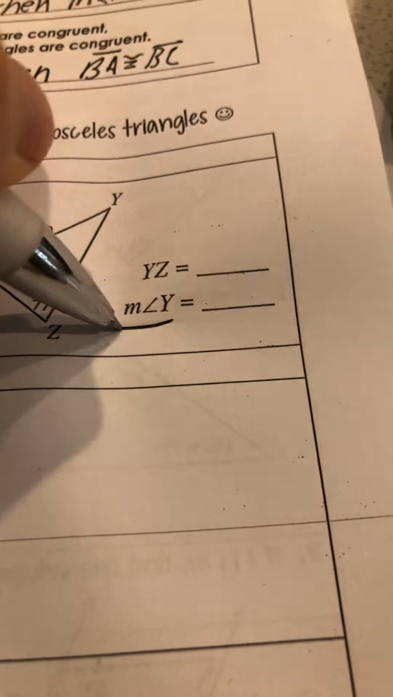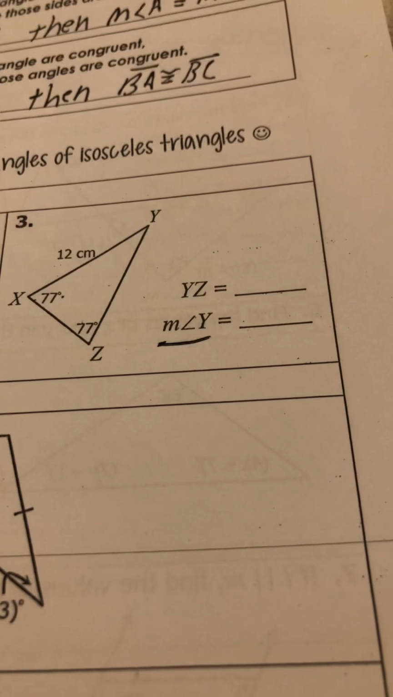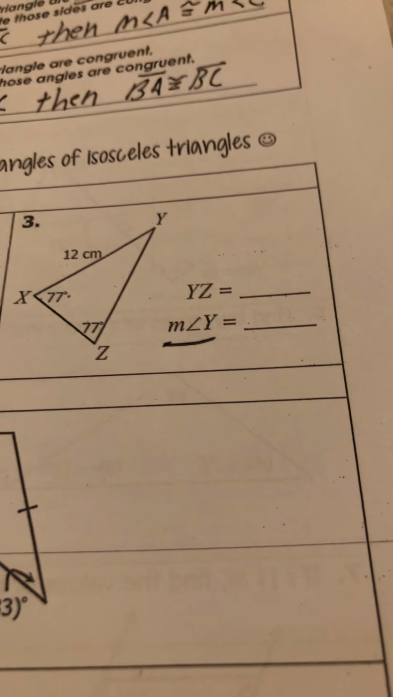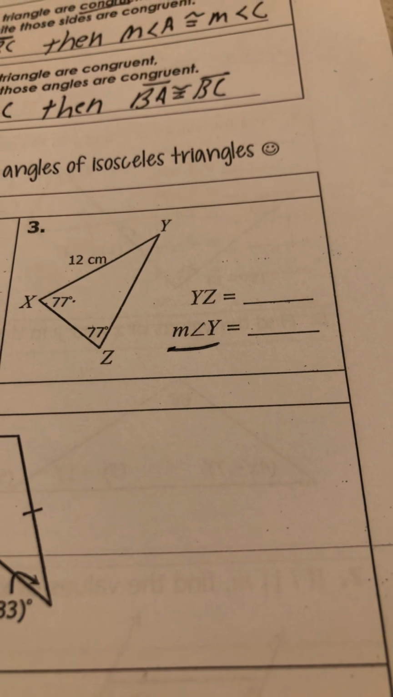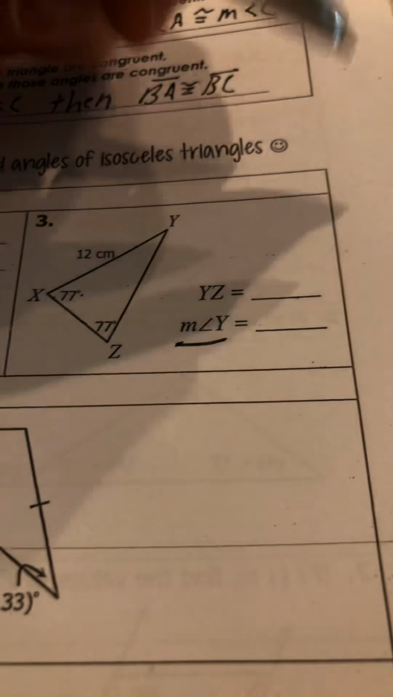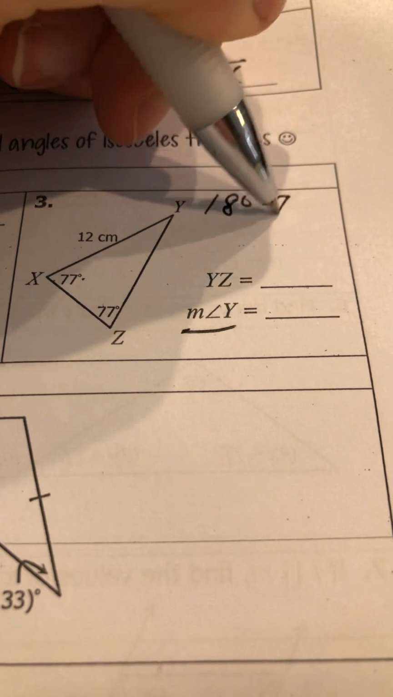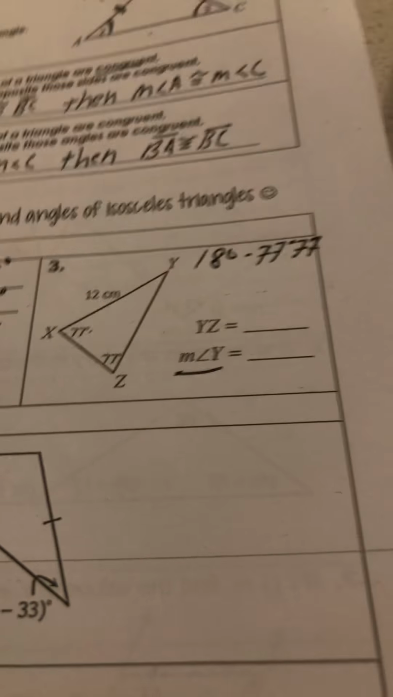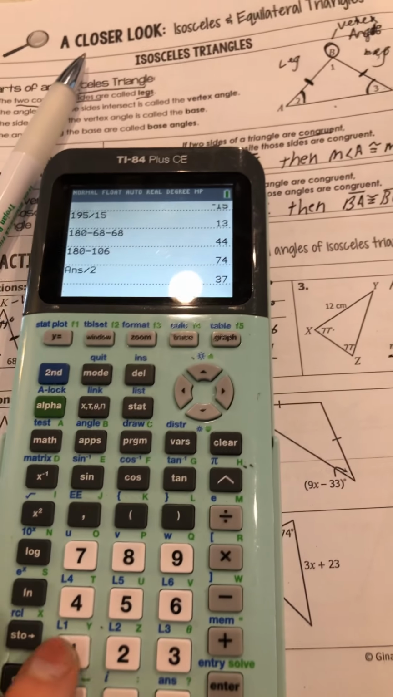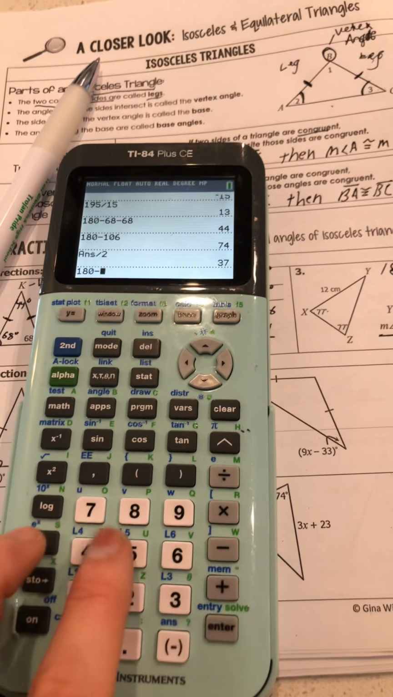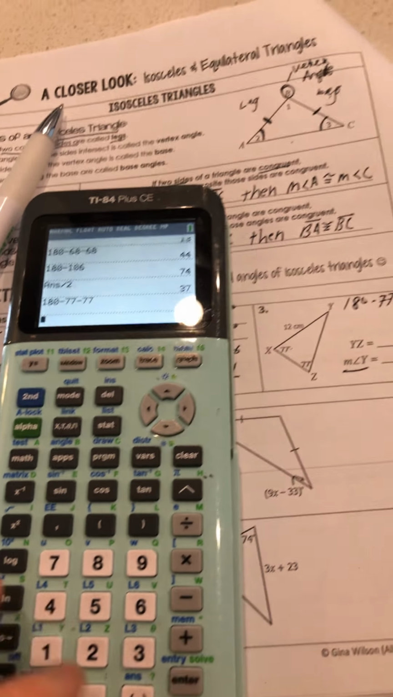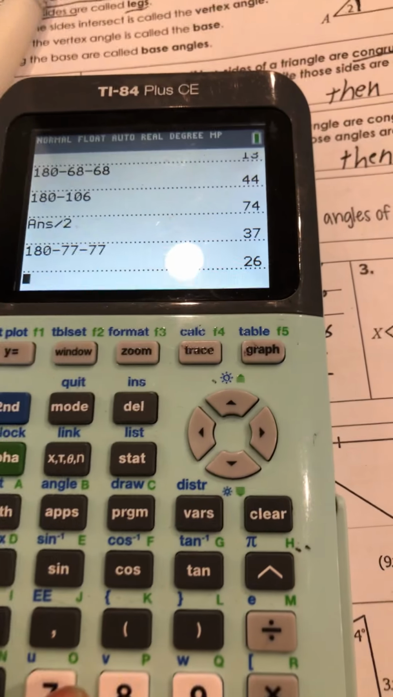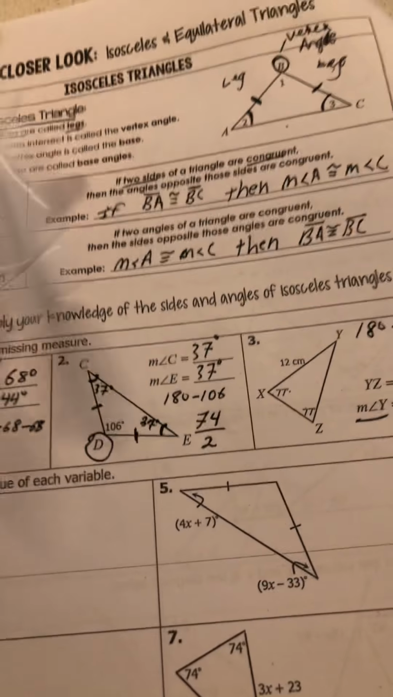He's a little different. So it wants us to find the measure of angle y. So that's that guy. And we already have these two right here. So all the angles in a triangle add to how many degrees? That's right again, 180. So we're going to take 180 and subtract our 77 degrees. So let's see, 180 minus 77 minus 77 to get, what's that? 26.